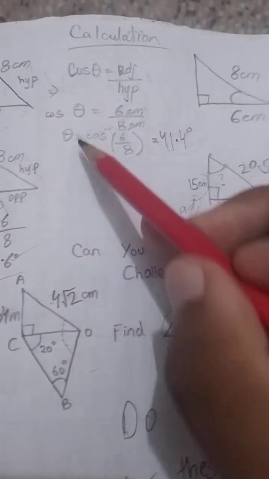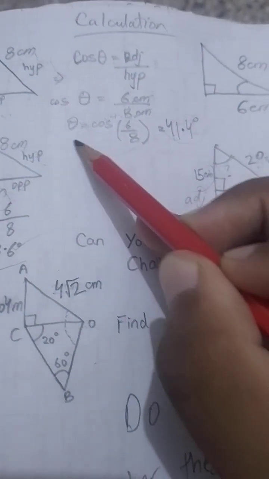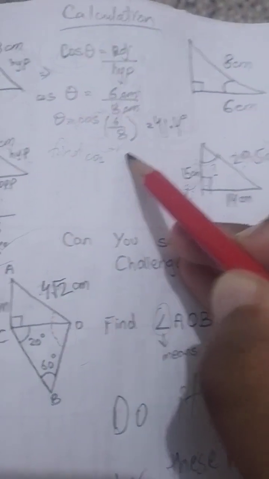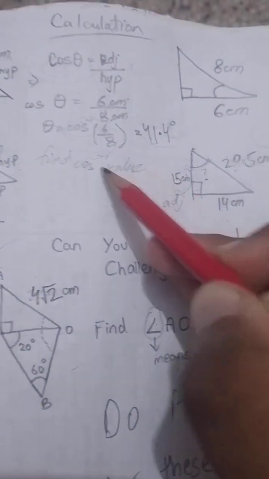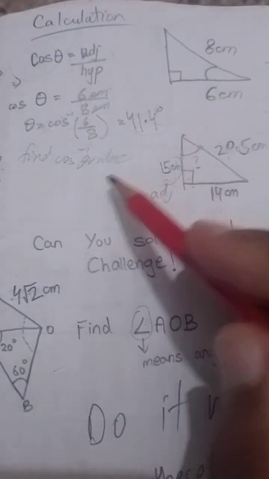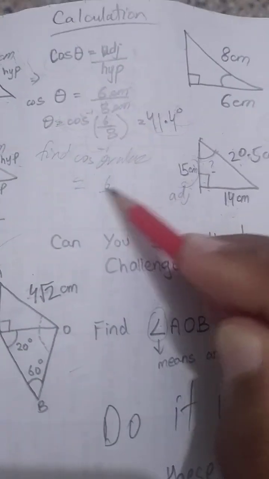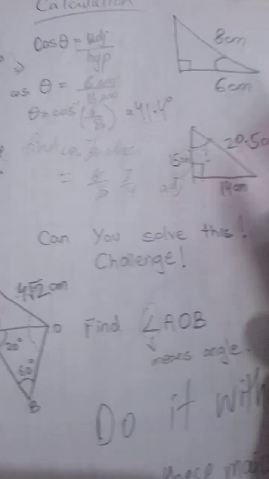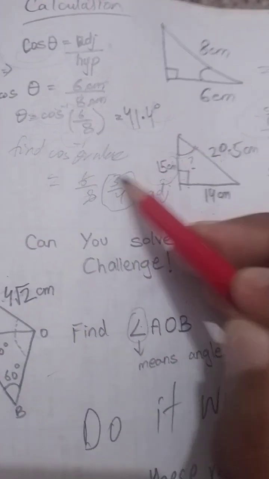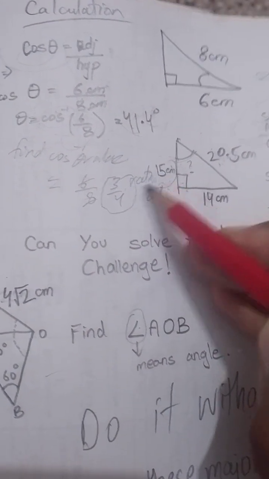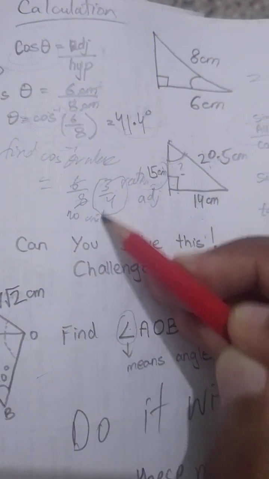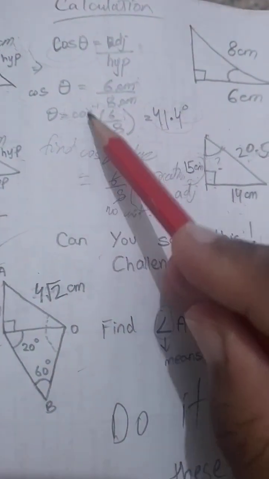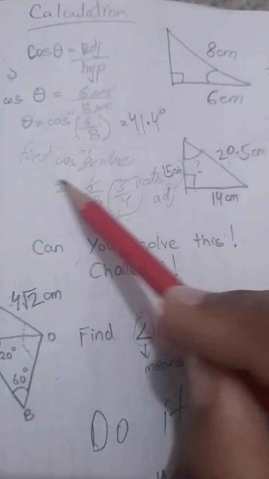If the question asks you to just find the cos theta value, then you only write 6 over 8. You can cancel it by 3 over 4 and you do not write anything with it. It is a ratio, so no unit is required. Centimeters cancel out, in case it has only asked about the value of cos theta.